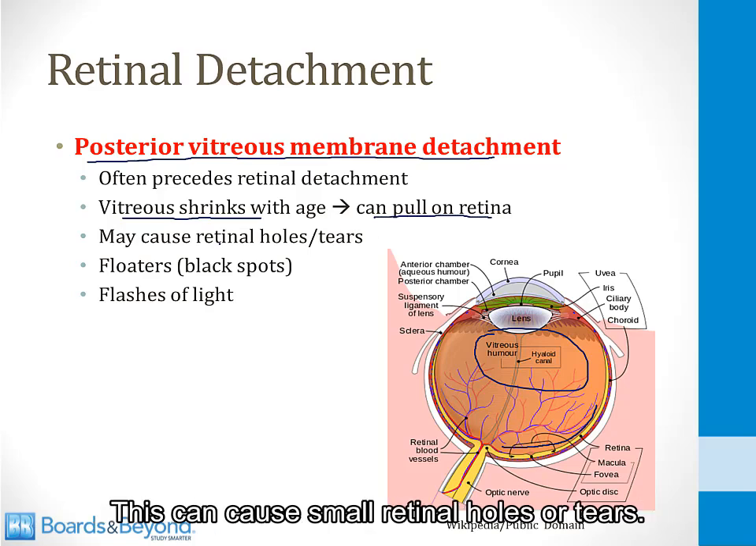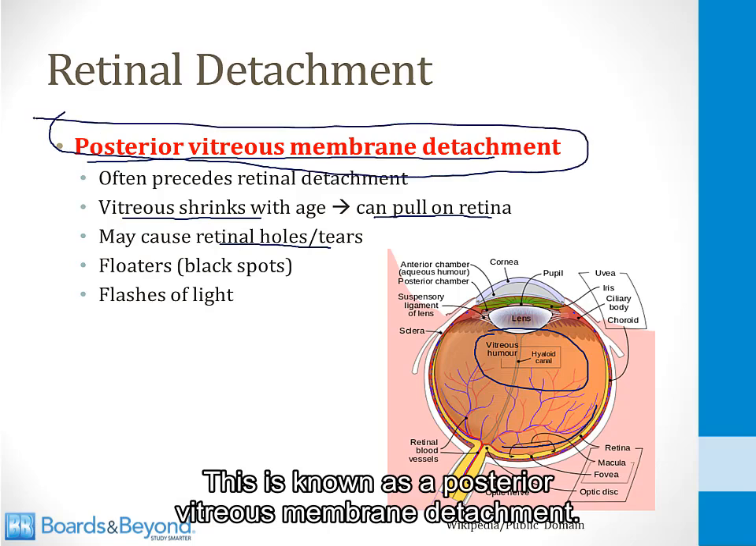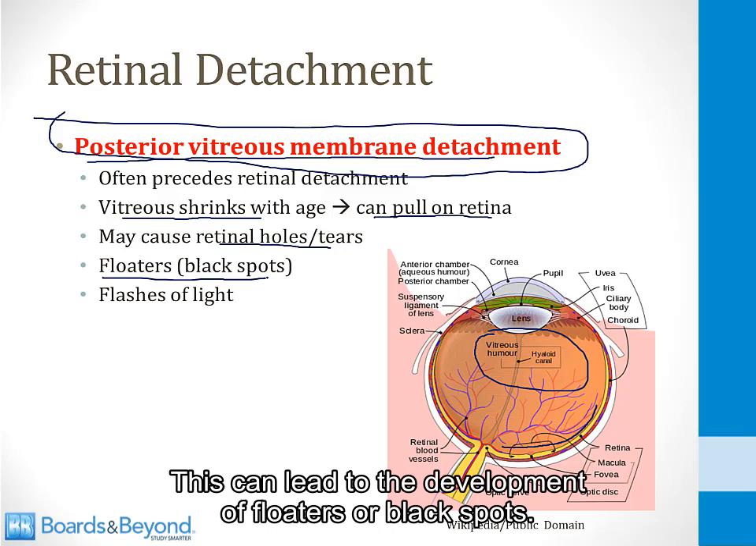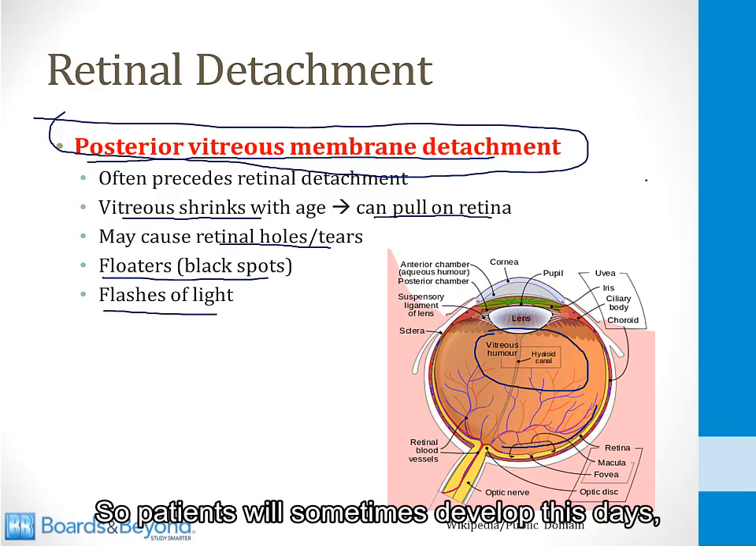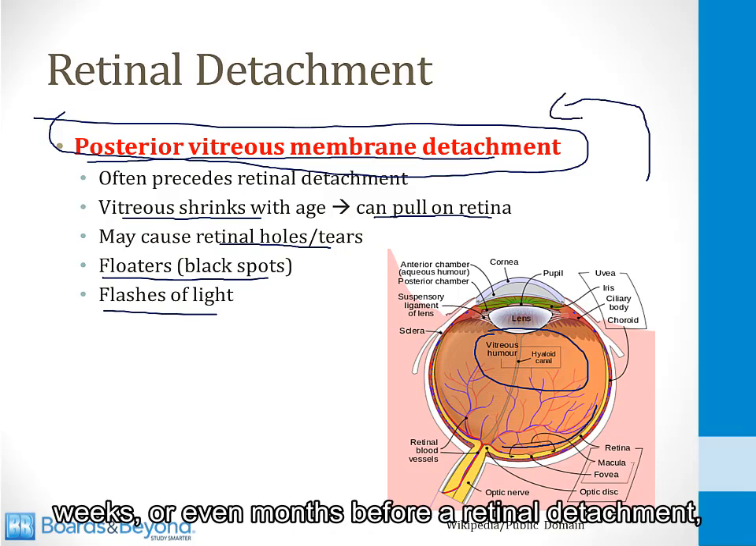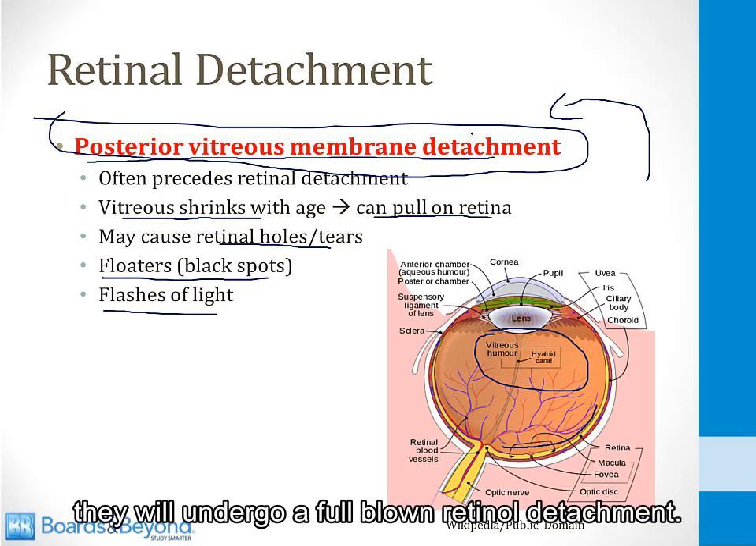This can cause small retinal holes or tears. This is known as a posterior vitreous membrane detachment. This can lead to the development of floaters or black spots. It can sometimes lead to flashes of light. So patients will sometimes develop this days, weeks, or even months before a retinal detachment. They will complain of floaters, and then at some point they will undergo a full-blown retinal detachment.